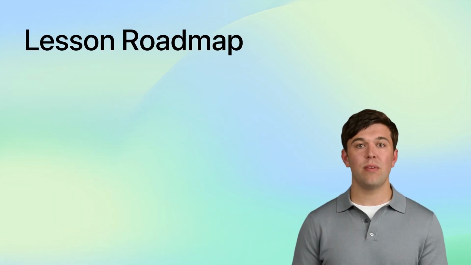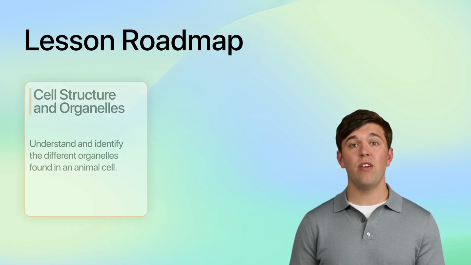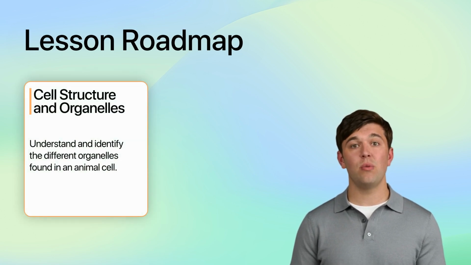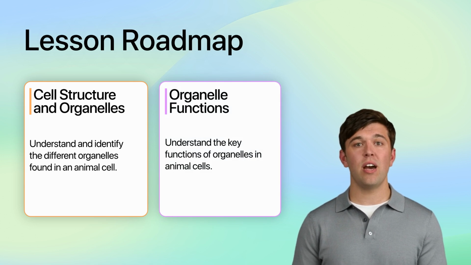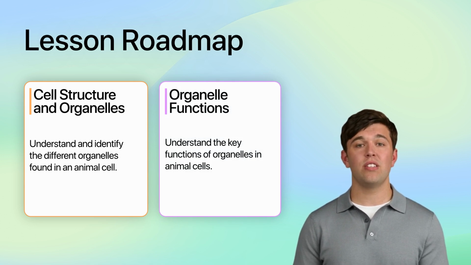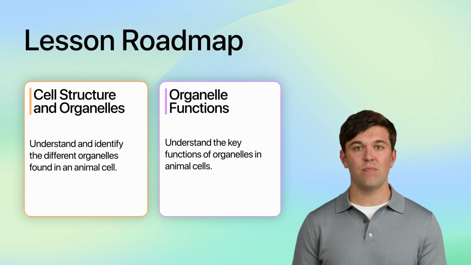In our lesson for today, we will begin by identifying and describing the different organelles found in an animal cell. For each organelle, we will also learn about the specific function it performs, as well as how all the components work together to sustain the cell's activities.